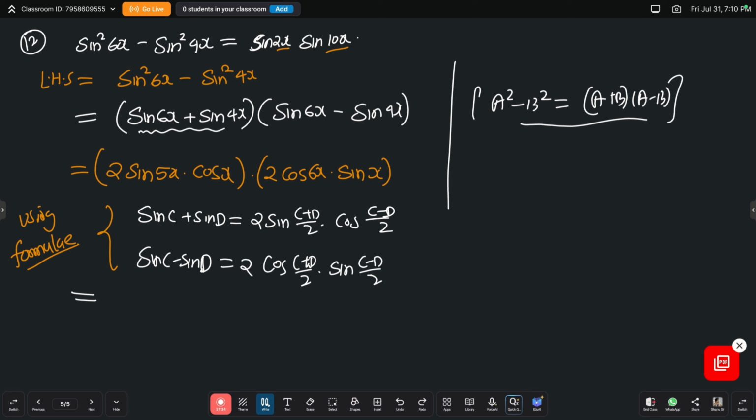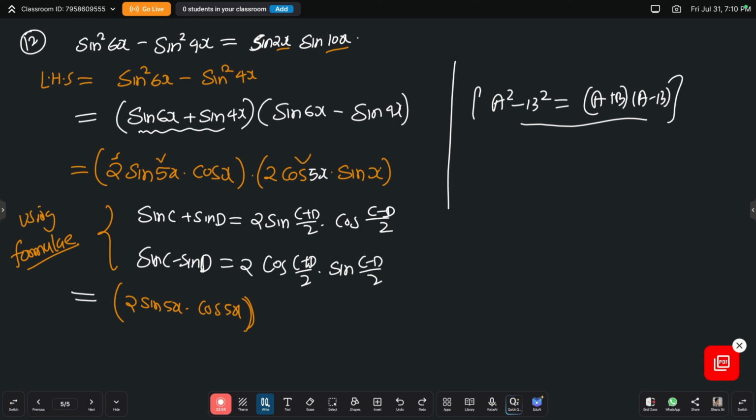So do one thing, catch the same angle. 6 plus 4 is 10, 10 upon 2 is 5. Here also it is 5, 6 plus 4 is 10, 10 upon 2 is 5, not 6. So combine the same angle: 2 sin 5x and cos 5x. Combine this, 2 sin 5x cos 5x, and one bracket, all in multiplication now.